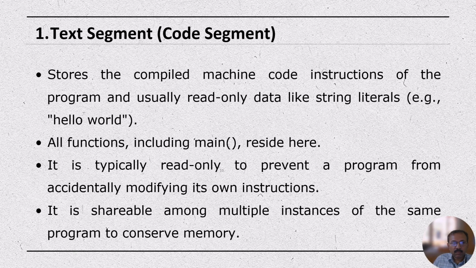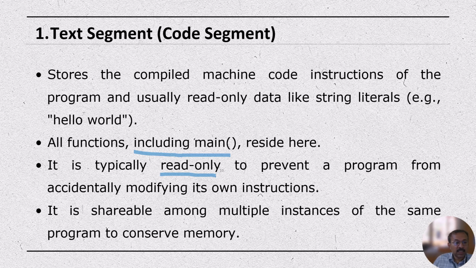Just to recall again, the code segment holds the machine code of functions like main. Normally we write a program that starts with main, and the function main also resides in the code segment. Most important, it's a read-only space, because once the code is placed in that space, you cannot rewrite over it. So it's a read-only memory. But you can create multiple instances of the same program in memory also.